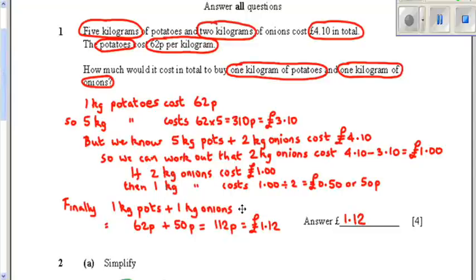So the question actually asks for the cost together of 1 kilogram of potatoes, 1 kilogram of onions. So we know the potatoes are 62p a kilogram, the onions we just worked out as 50p a kilogram. Add that together and we get 112p, which we write as £1.12 in our answer there.